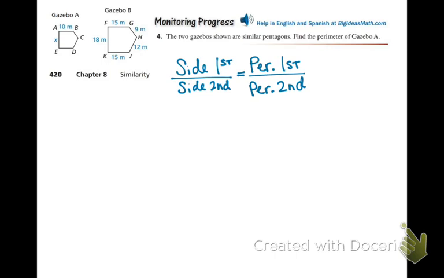What side are we given in our first shape? 10. In the first shape, we're doing this one. 10. So it's going to go on the top because it's a side from the first over a side from the second. It has to be the corresponding side. So what side corresponds with 10? 15.